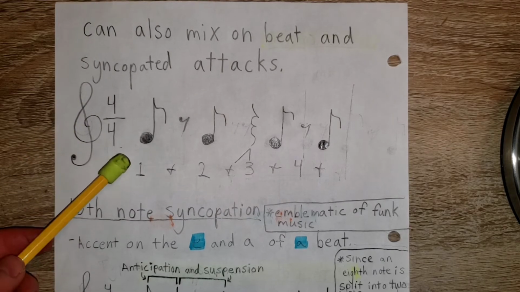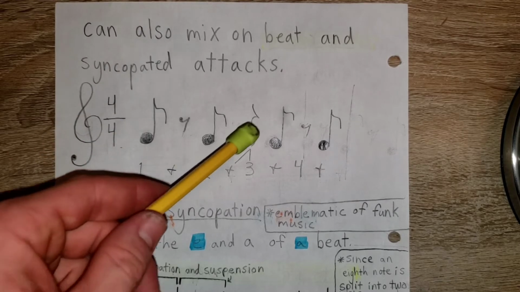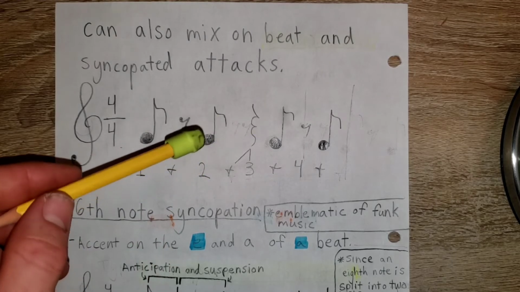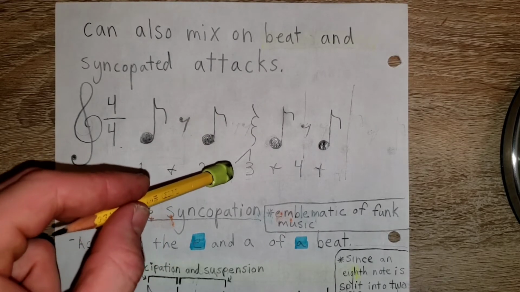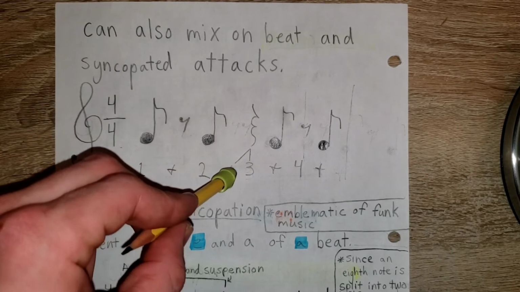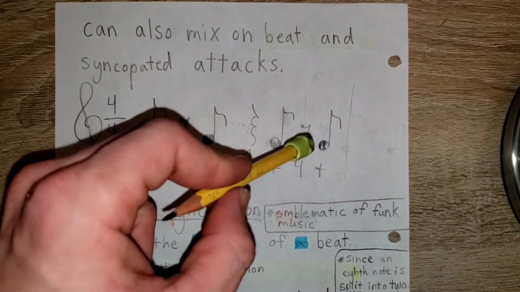Right here we have a 1 and 2. So they're all on the beat. But then this is a quarter note rest. So we have a 1 and 2. And this will count as, because remember it's only half of the 2, so our and is right here. And 3. And 4. And.